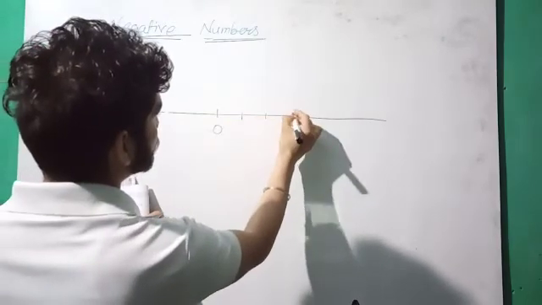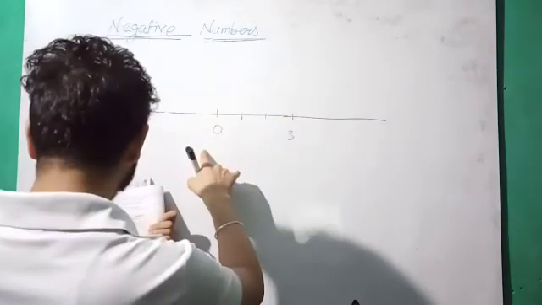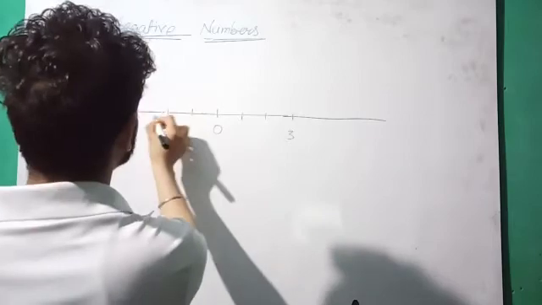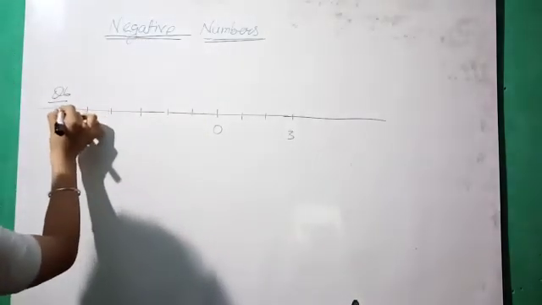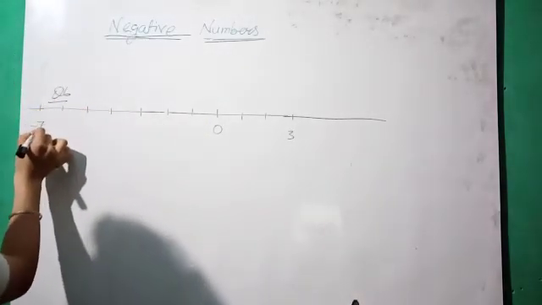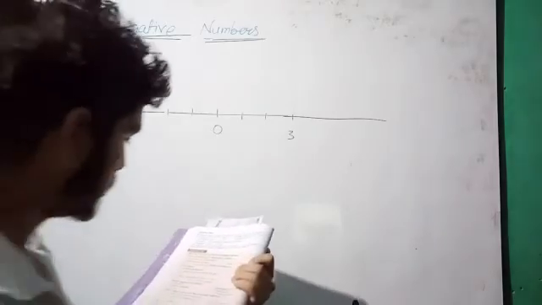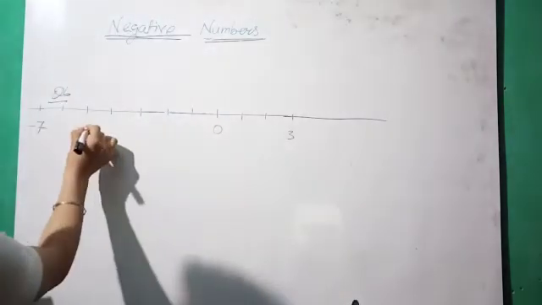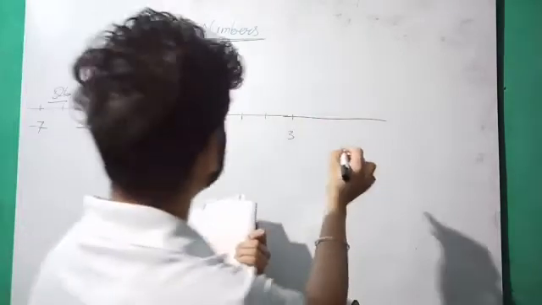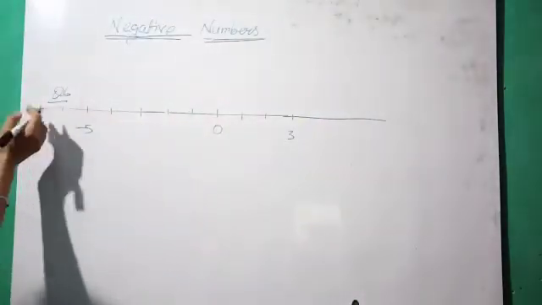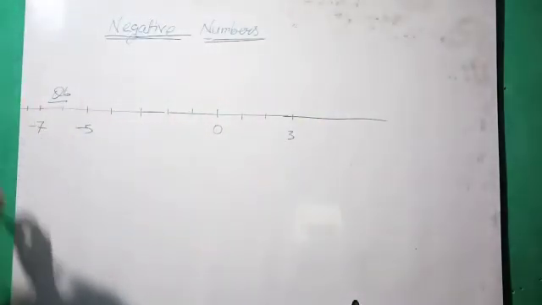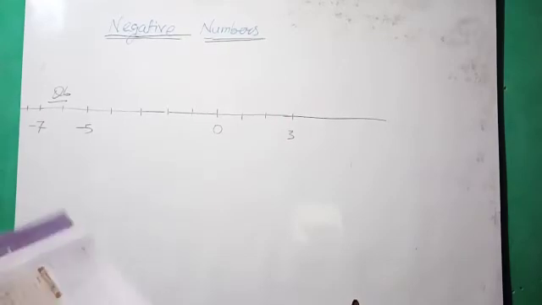1, 2, 3, 0. Then minus 7: 1, 2, 3, 4, 5, 6, 7. That is minus 7. Then minus 5, minus 5 is this. Then the last one is minus 10: minus 8, minus 9 and minus 10. Okay. You have to write.